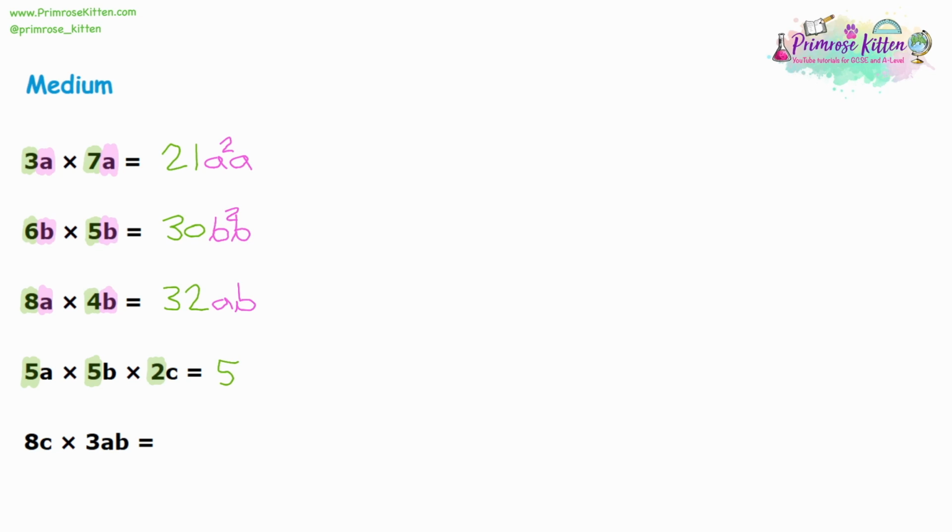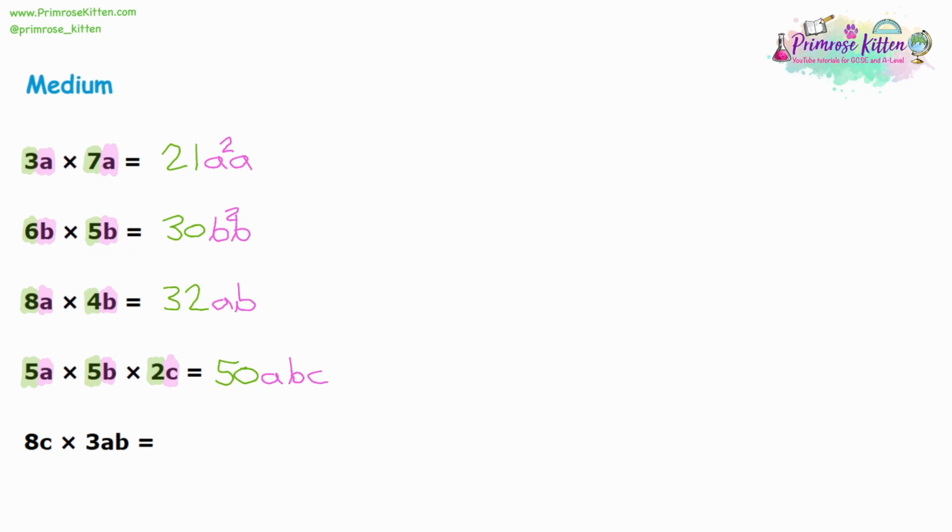Then we're going to look at the letters, and we've got an A, a B, and a C. We know that we can't multiply letters, so we're just going to pop them on the end. We've got an A, a B, and a C, and we don't have any repeat letters, so we're going to leave it like that.